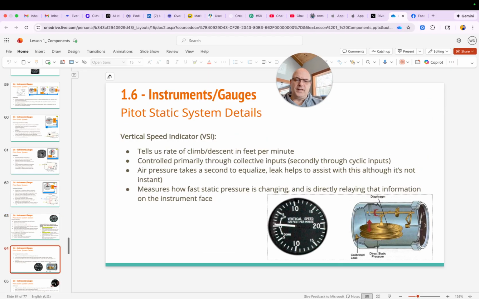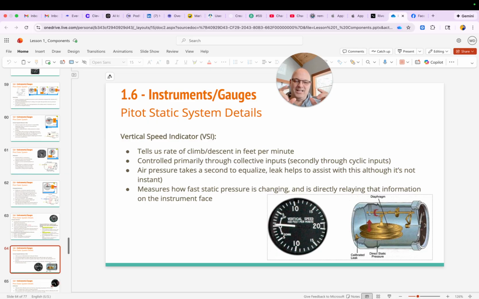The vertical speed indicator tells us the climb and descent rate in feet per minute. That's clearly indicated on it. It's controlled primarily through the collective input. As you increase or decrease it, you are going to be ascending or descending. Secondarily, of course, we can also pull the cyclic aft or forward slightly. That way we can dip the nose or pick up the nose, and that can lead to increasing or decreasing our altitude itself.